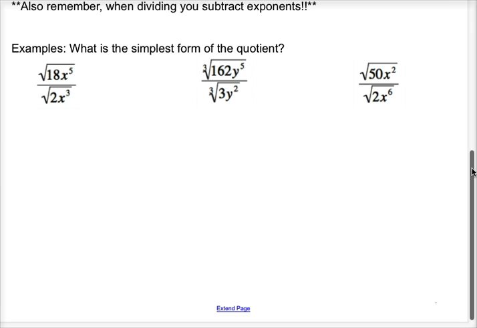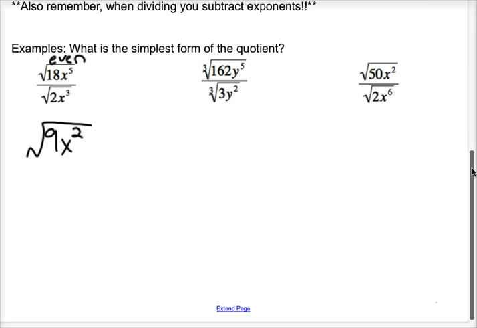Now here, notice we're dealing with even indexes. So that means we're going to have to take into account our absolute value in the end. But first, 18 divided by 2 gives me 9. X to the 5 divided by x to the 3. Remember, that means we are subtracting our exponents. We get 2.